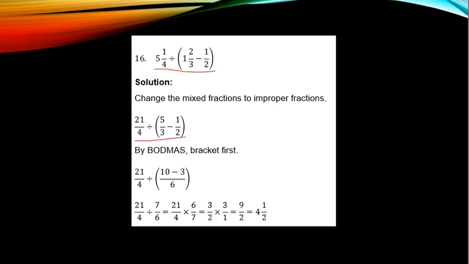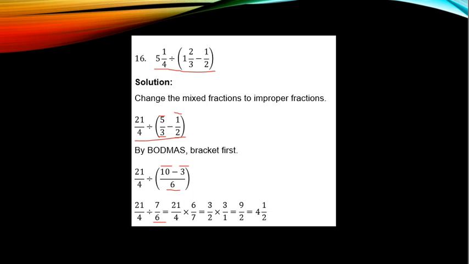By BODMAS, bracket first. So you have to resolve the fractions in the bracket first. And the fractions in the bracket is subtraction operation, where you find the LCM of the denominator. LCM of 3 and 2 is 6. If you divide 6 by this 3, you have 2. 2 times 5 gives this 10. You divide the same 6 by these 2, you have 3. 3 times 1 is 3. When you subtract, you have 7 over 6.